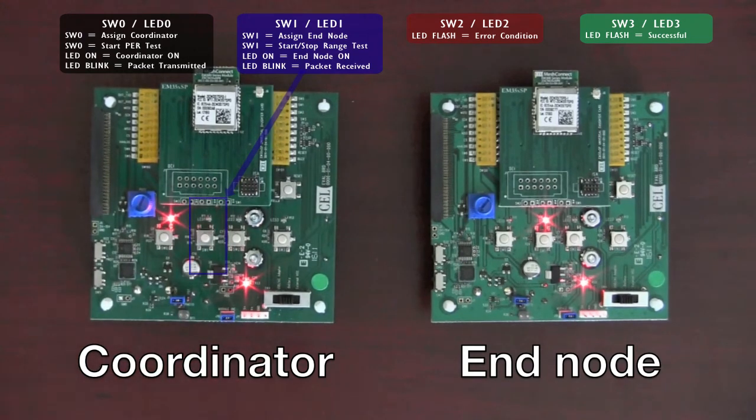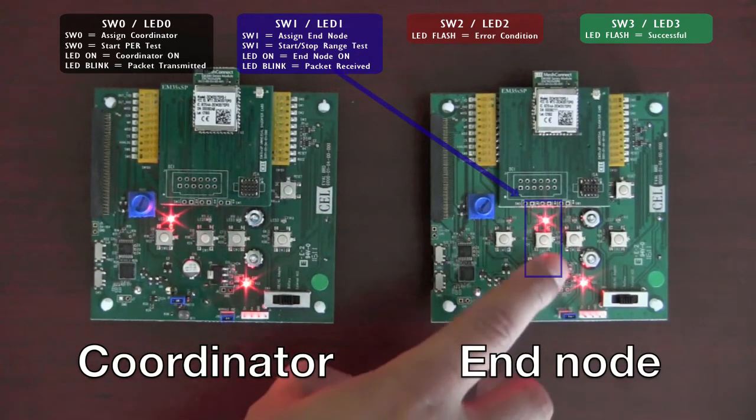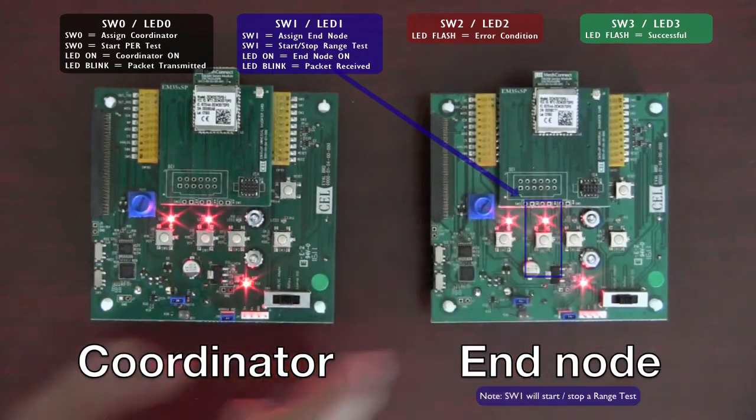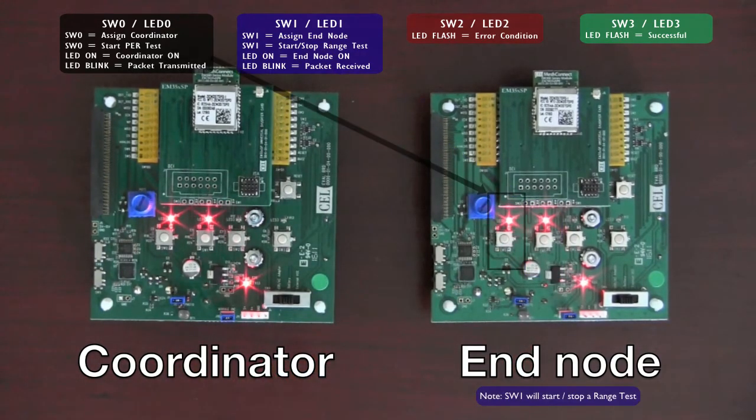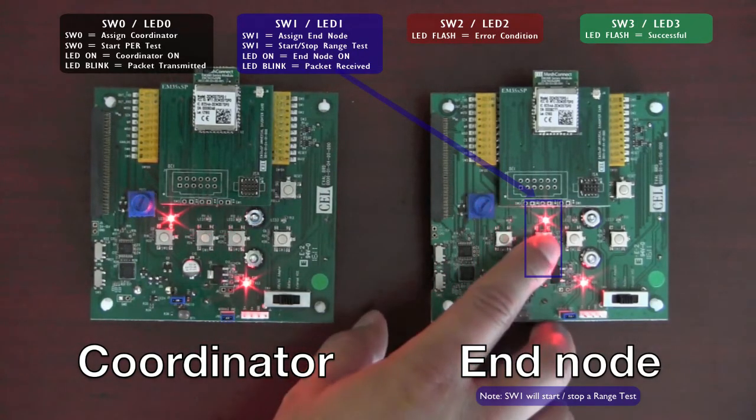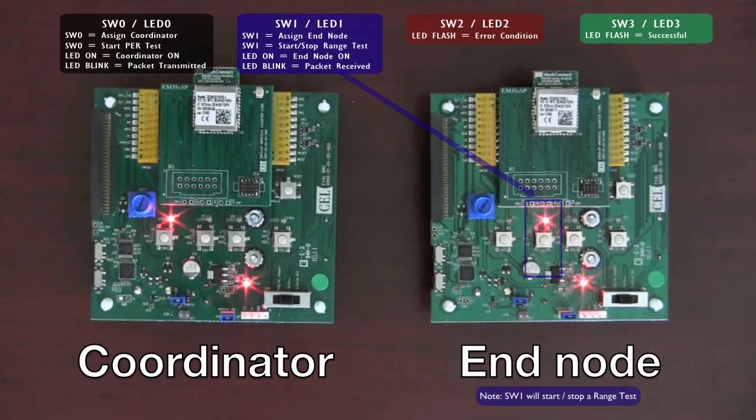You could also run a range test from the end node board to the coordinator board by pressing SW1 on the end node board. Likewise, an LED blink on the end node indicates that a packet is being transmitted. An LED blink on the coordinator board indicates that a packet is being received. To stop the range test from the end node to the coordinator board, we will press SW1 on the end node board, and the LED lights will stop blinking.